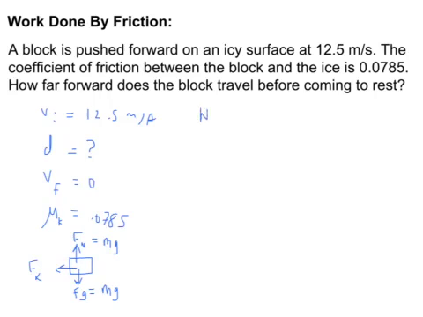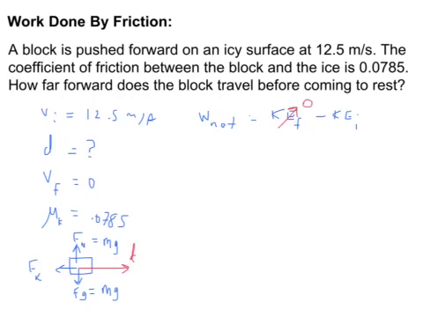Okay then, the work kinetic energy theorem says that the net work, W net, on our block here is equal to the change in kinetic energy, which is KE final minus KE initial. Alright. So the block, let's remember, is traveling forward some distance, d, which is what we're trying to find. It comes to rest, which means that the final kinetic energy is 0, because the final velocity is 0.